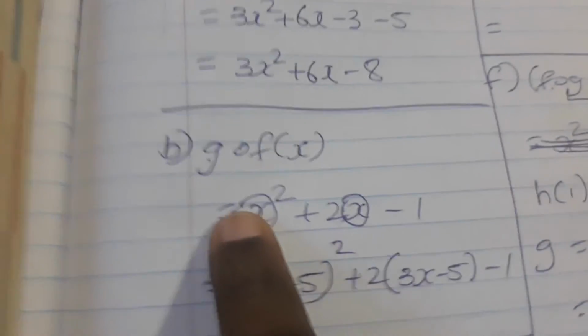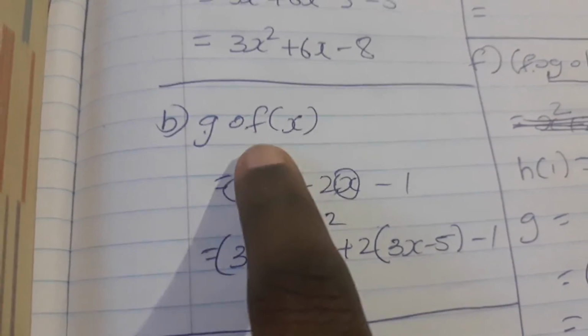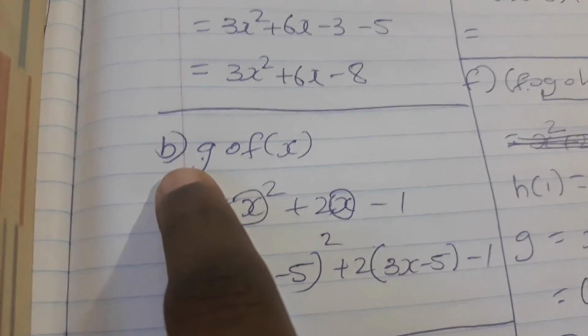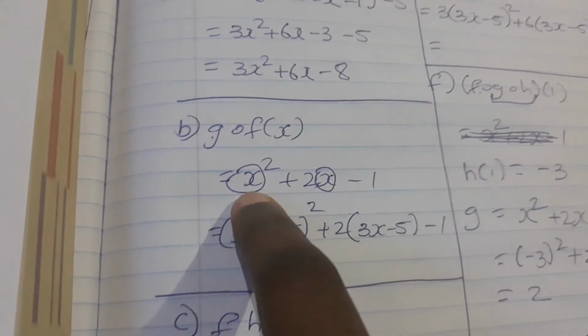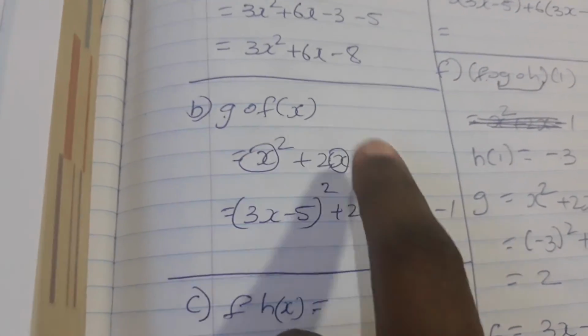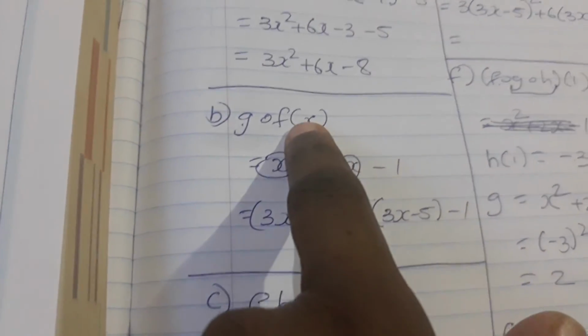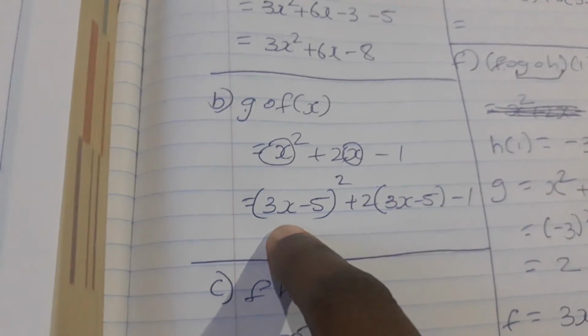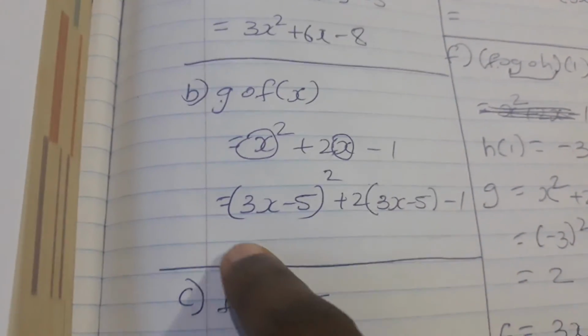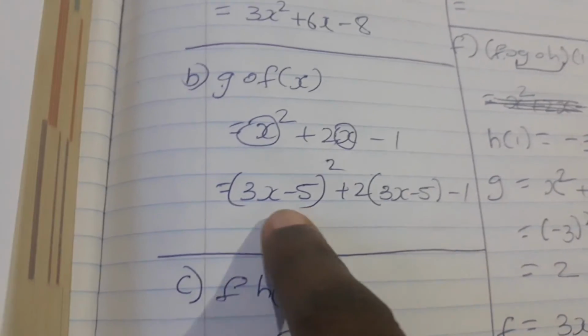Part B is asking you to find g of f of x. This time in the function g, my function g is the second one. Everywhere that I have an x, I have an x here, I have an x here, I'll replace it with the f function. You can always expand the brackets if you want to, but otherwise, if you want to leave it like that, there's no problem with it.